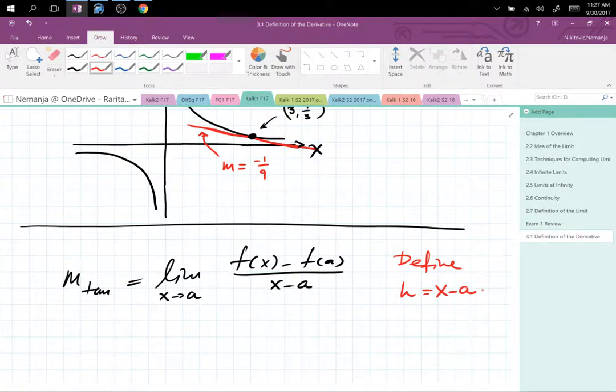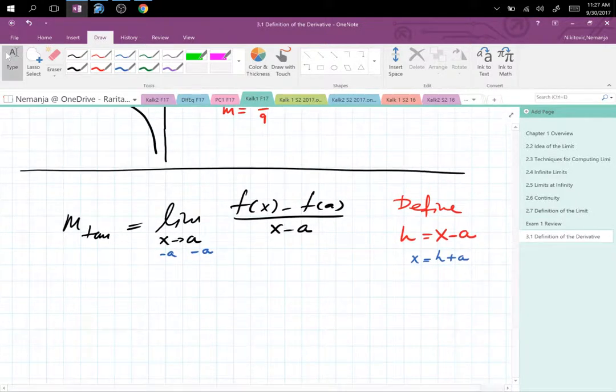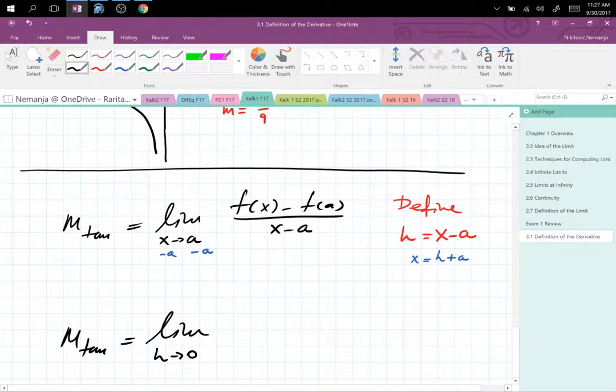Once you do that, you quickly see that, first of all, you can solve this for x, right? x becomes h plus a. That's one of the things. But you see that over here, if you subtract a on both sides, you have x minus a goes to 0. And x minus a is h. So we are able to redefine this m tangent as a limit as h goes to 0. Again, if you subtract a on both sides, x minus a is h, a minus a is 0. On the other side, x is replaced by x plus h. Sorry, h plus a. There we go.